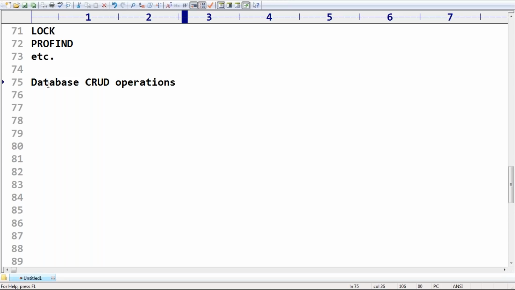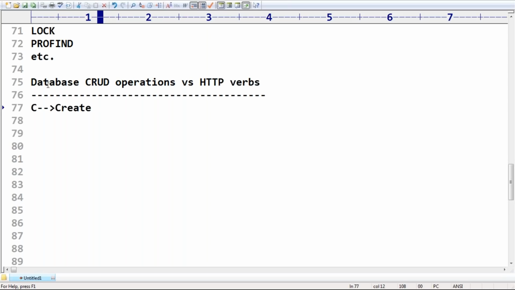Now my question is, if I use C, what is the C? C means create. Can you please create a new resource? Which HTTP verb do we require to use? Post is the thing we require to use. Next, R. R means retrieve, read. For this, which HTTP method do we have to use? Get is the method.